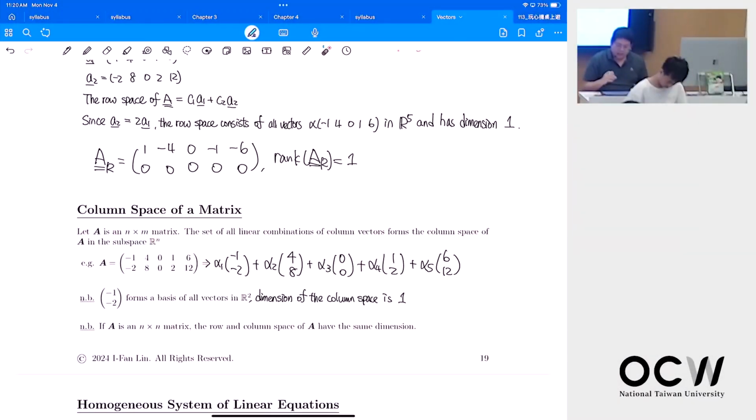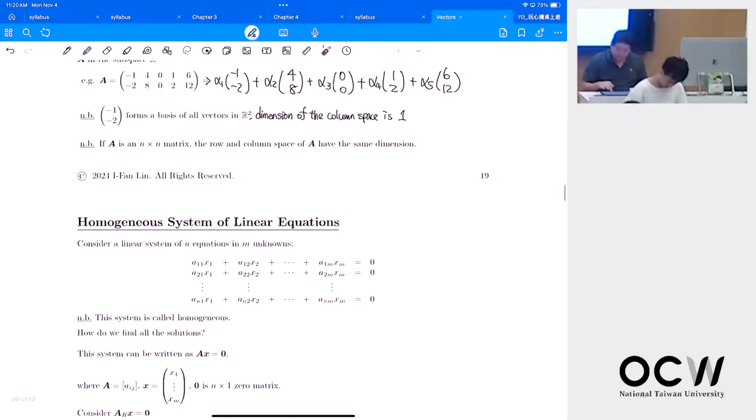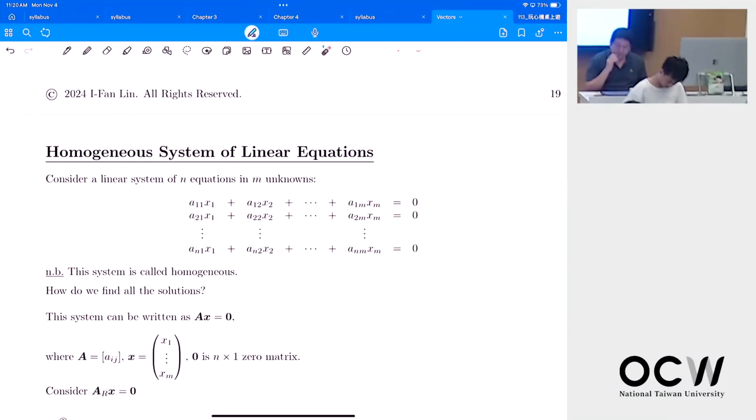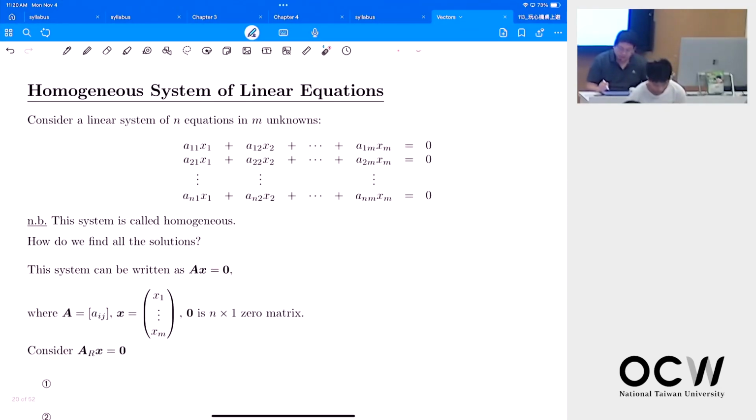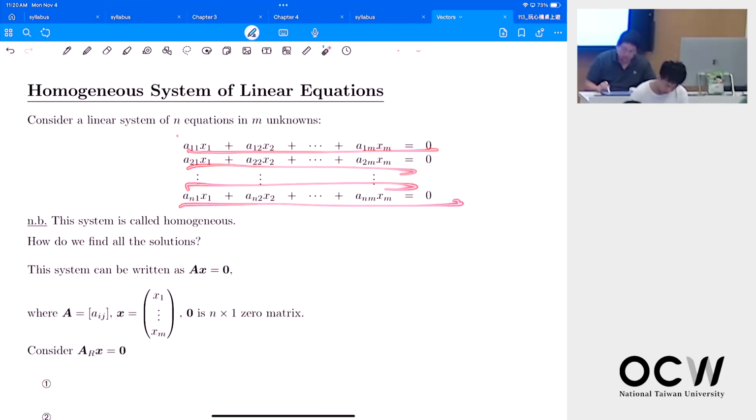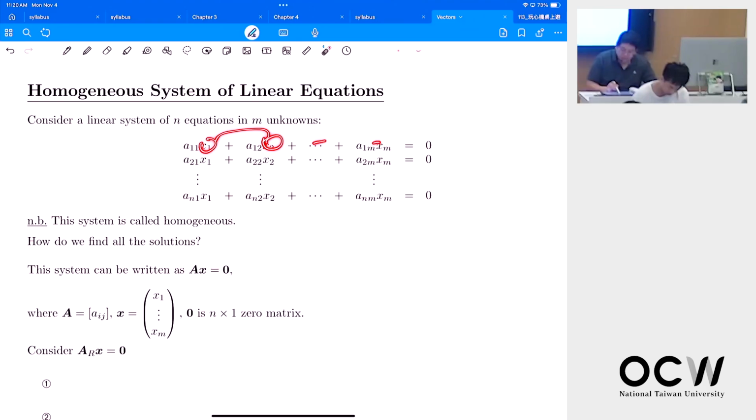After learning so many things, finally, we're going to solve the equations. Here, we have the homogeneous system of linear equations. Homogeneous means that here is 0. Okay, so I have n equations and m unknowns because we have x1, x2 to xm. And this system is called homogeneous because here is 0. Then how do we find all the solutions? What is x1? What is x2? And also what is xm?